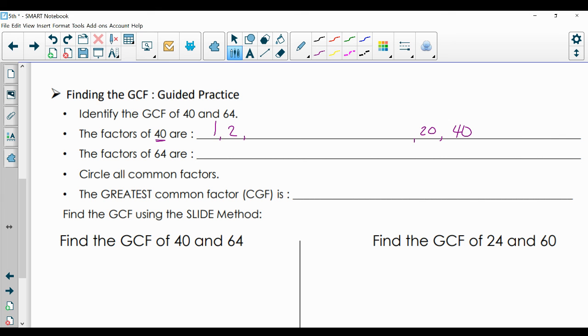Does 3 go into 40? No. 4 does. How many times? 10 times. 5 does. 5 times 8. Does 6 go into 40? No. 7? No. Alright, and then we're back at 8. So those are the only numbers that'll go into 40. And so then 64, we've already done 64. So you can just copy that list back down.